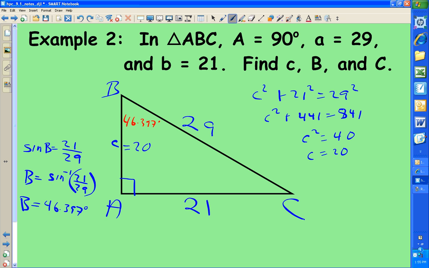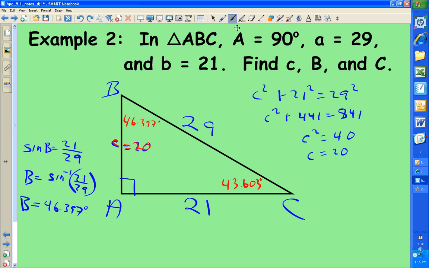$90 minus that answer is going to give you 43.603. And then little c, we found that too, is equal to 20. Now you could have used any trig function you wanted with b or c, sine, cosine, or tangent, because you know all three sides. You could have found angle values before you found the third side. Doesn't matter. Okay? Questions on this one?